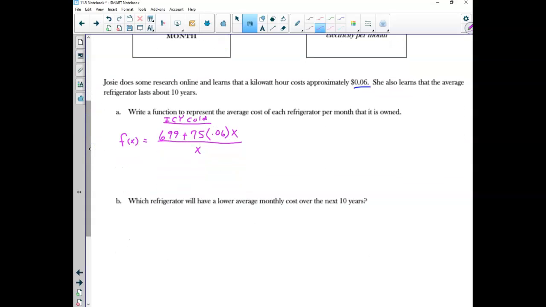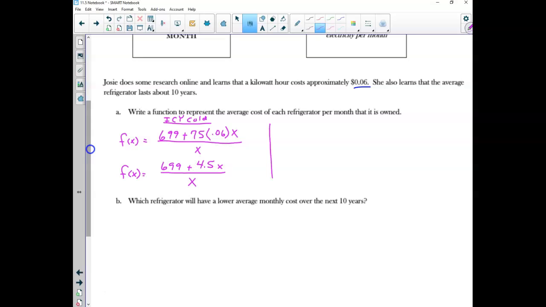So my cost for icy cold f of x is going to be $699 plus, well, how much per month is this one going to cost you? Well, 75 kilowatt hours times 6 cents, that's going to cost you $4.50 each month on your bill. And if you divide it by how many months you have that refrigerator, you will have your average cost.